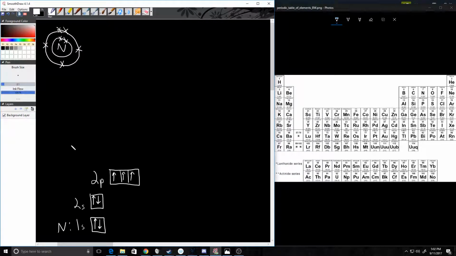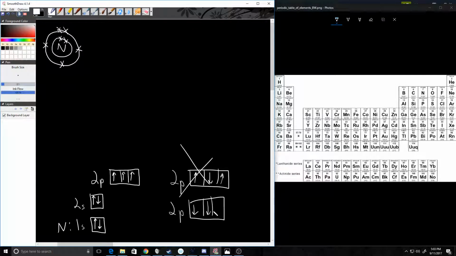Now you might be asking, do I always have to put them going in the upward direction? The answer is no. Really, those can go in any direction. If I wanted to start with downs, that's fine, so long as I didn't make my 2p up, down, up. That I can't do. They have to start all going in the same direction, whether it's up or down. Like I could have gone 1, 2, 3.